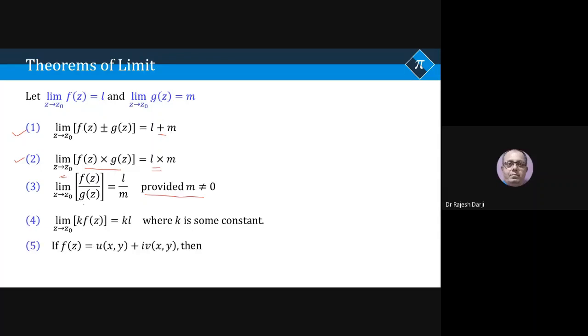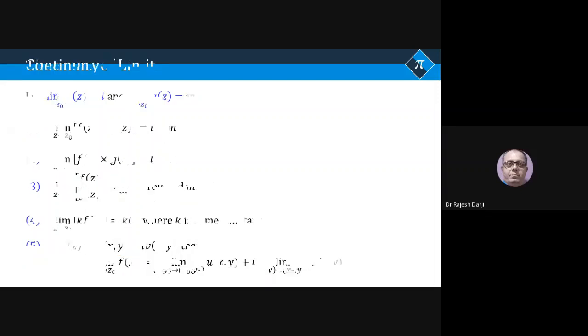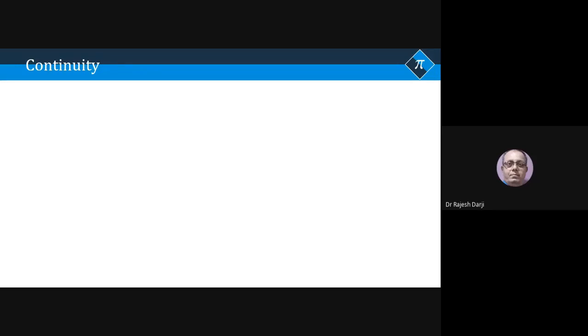And this is important: if f(z) equals u plus iv, then the limit of f(z) as z tends to z0 will be the same as the limit as (x,y) tends to (x0,y0) of u(x,y), plus i times the limit as (x,y) tends to (x0,y0) of v(x,y). So these are functions of two variables. So the limit of a function of a complex variable z will be the same as the limit of the functions of two variables. Clear? In the next lecture, we will define continuity and so on.